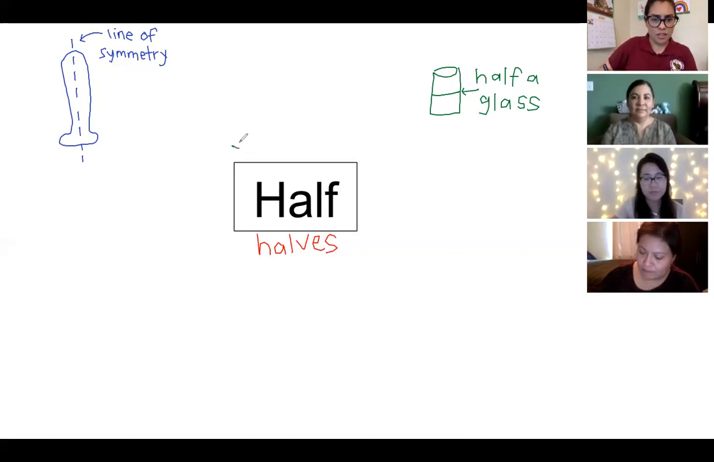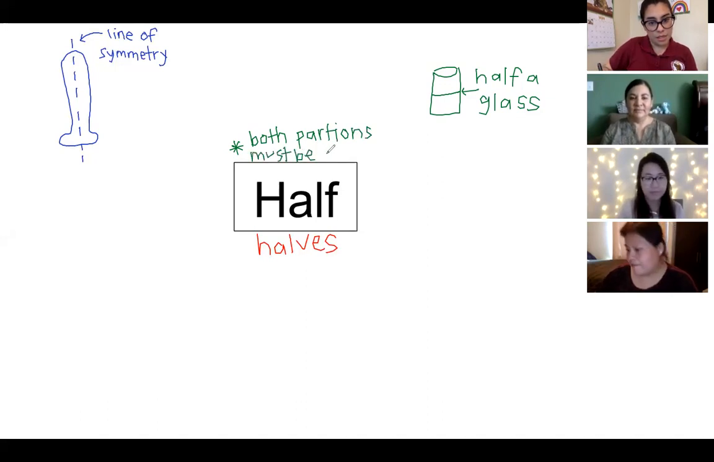So I'm going to write that there so that you guys know that halves have to be the same size. So both partitions or parts have to be equal. Partitions must be equal. And we talked about equal when we talked about shapes, and that was a perfect segue into fractions.